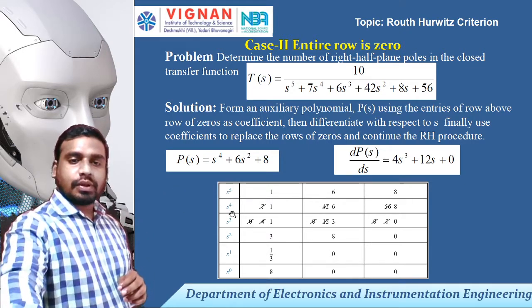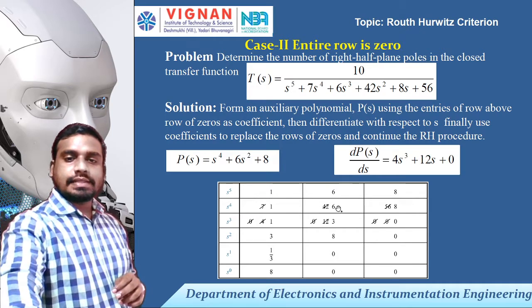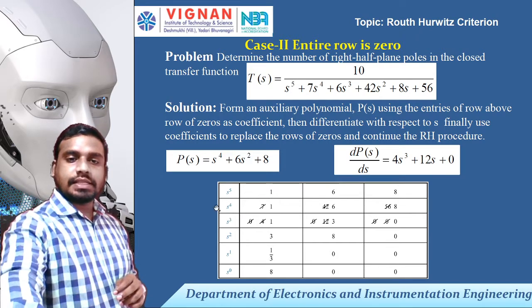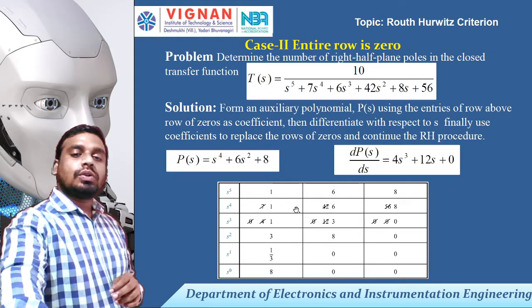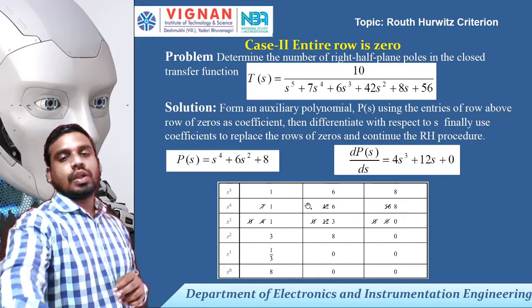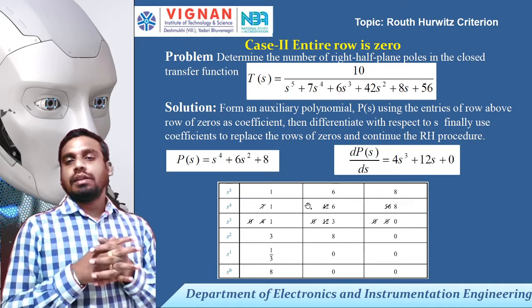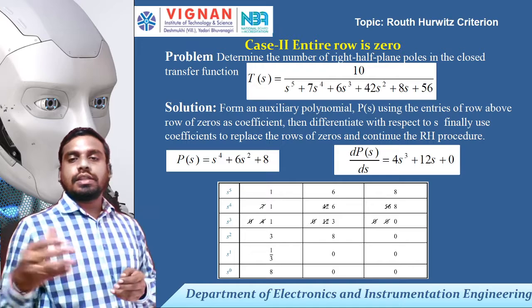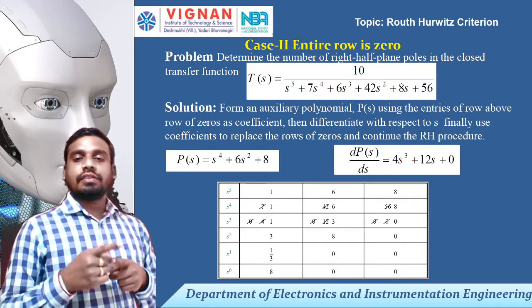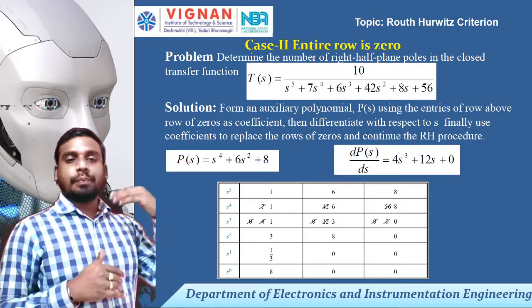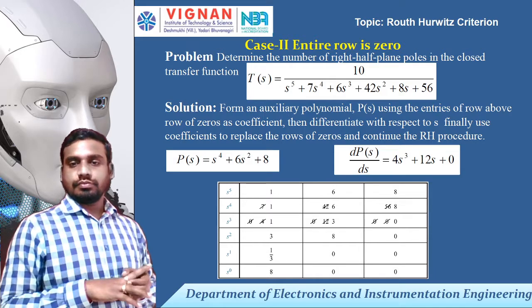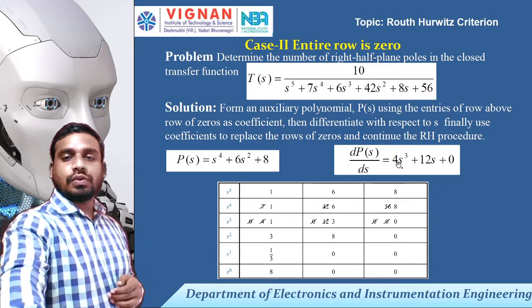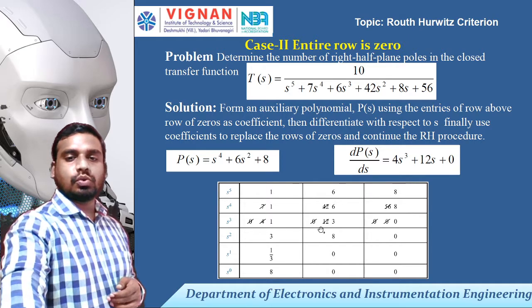See here in this example, what is s power 4? 1 into s power 4, 6 into s square, plus 8. For this you have to take a differentiation. Differentiate that auxiliary polynomial. Whatever differential equation you get after differentiating, you have to substitute instead of the 0 row. Now, what are the coefficients you got? 4, 12, and 0. Substitute here 4, 12, and 0.